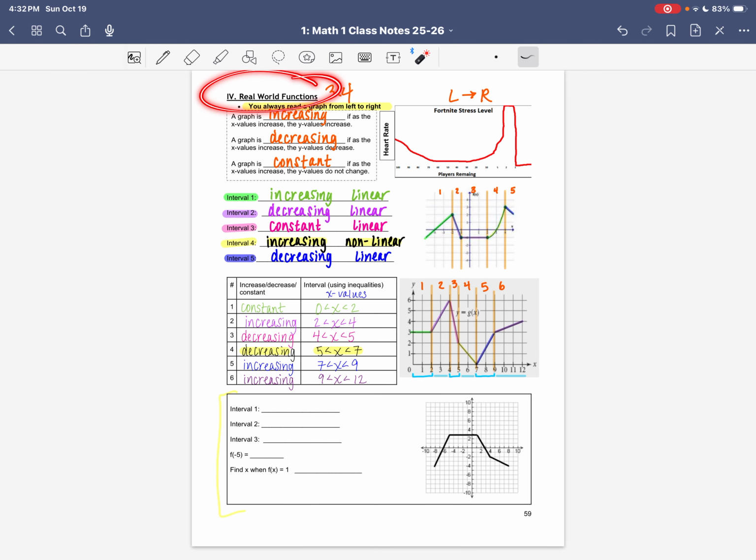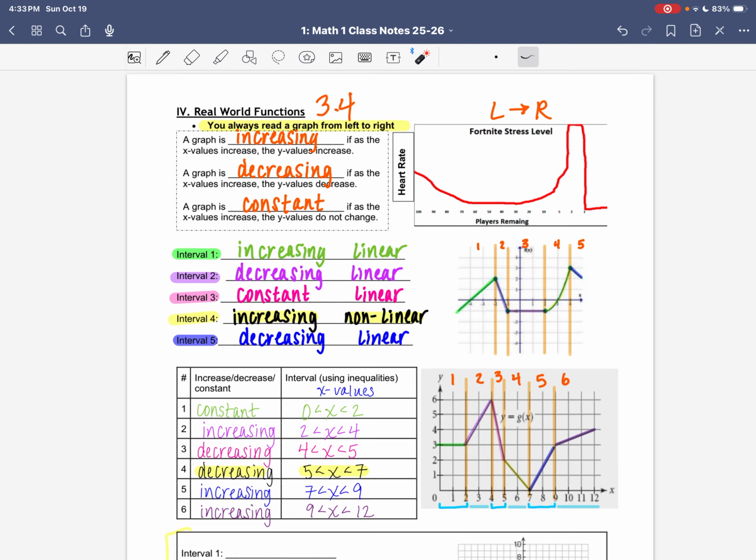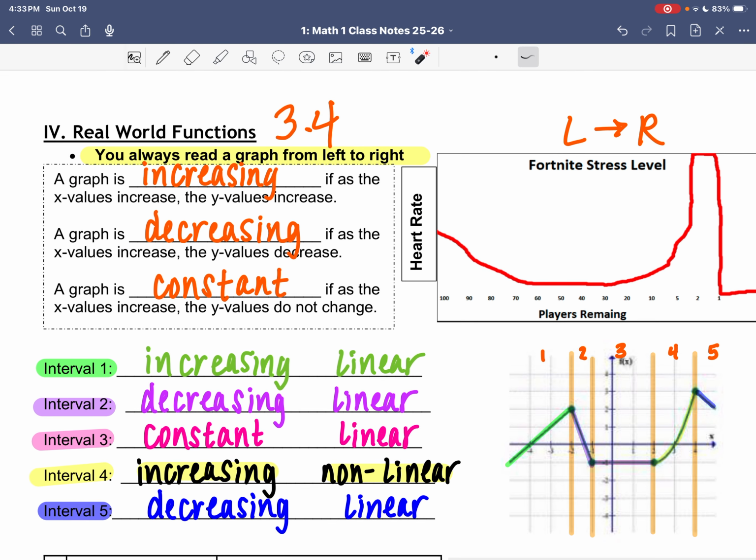All right, today we're going to talk about real world functions. So we're going to be looking at graphs and interpreting different information based off of that graph. So first off, you always read a graph from left to right. So you're always going left to right when you're reading the graph.